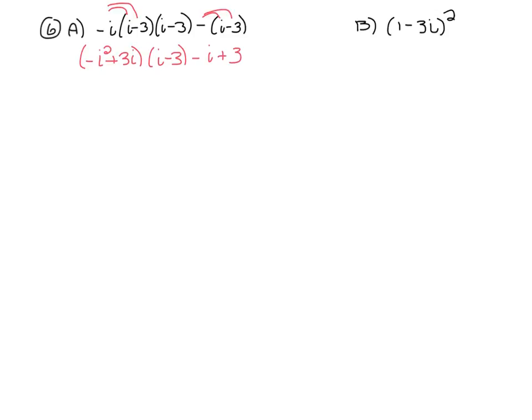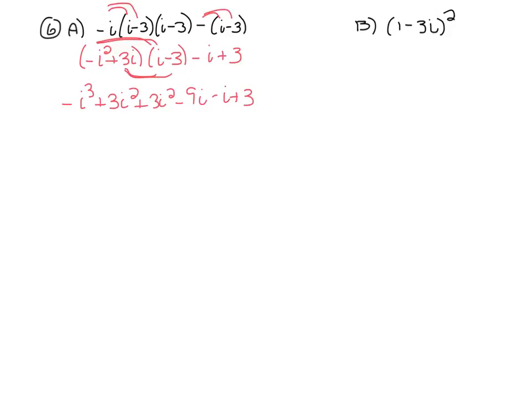Okay, so now, since I have a binomial times a binomial, I'm just going to double distribute. So negative i squared times i would be negative i cubed. Negative i squared times negative 3 will be positive 3i squared. 3i times i is positive 3i squared. And then 3i times negative 3 is negative 9i. And I'll just bring down the minus i and the plus 3.